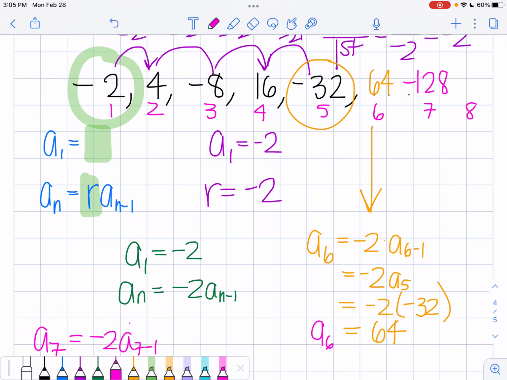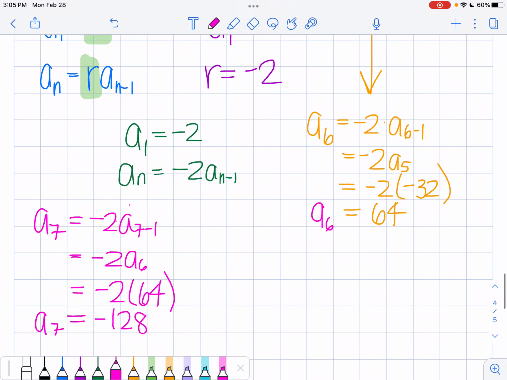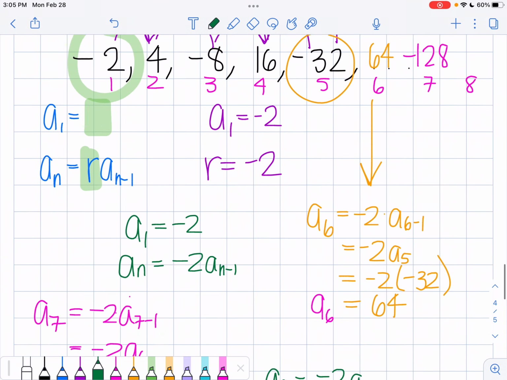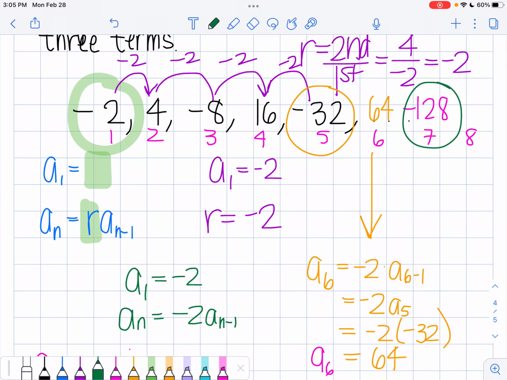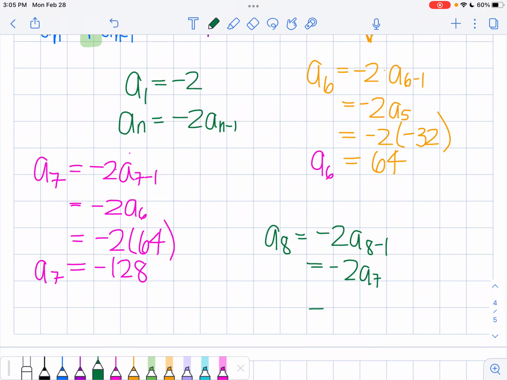Okay, and then I want to find my 8th term. A sub 8 is negative 2 times a sub 8 minus 1, or negative 2 times a sub 7. And a sub 7 is this term, negative 128, which we just found. Negative 2 times negative 128 is equal to positive 256.